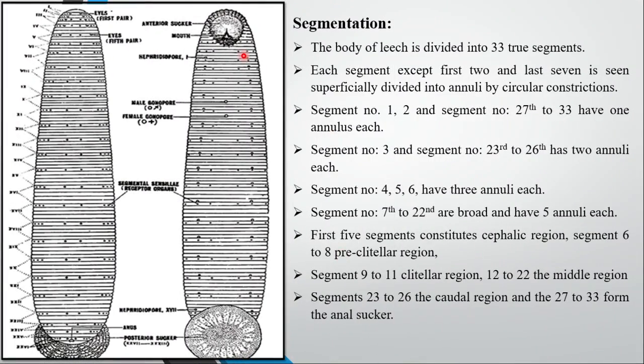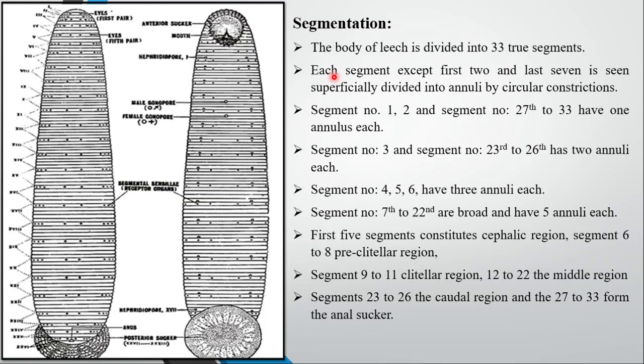Now see, you have seen in all the diagrams given in every slide that the complete body is segmented. Many bands are seen here. So how is the segmentation here and how can we study the structure here? Let's see segmentation. The body of the leech is divided into 33 true segments. From the first anterior end to the last posterior end, the complete body of the leech is divided into how many segments? 33 true segments.